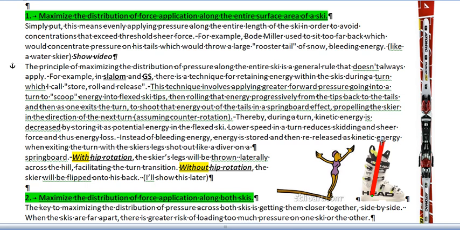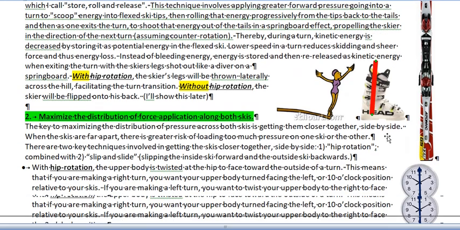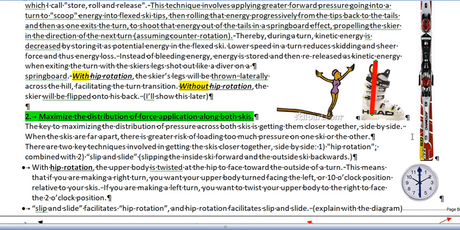And then as you come out on your tails, you're tossed like a springboard. The flex in the tails will shoot you forward. All right. Now, a key difference is you have to have what's called hip rotation or counter rotation. Hip rotation and counter rotation are synonymous, right? Now, with hip rotation, the skier's legs will be thrown laterally to the side across the hill. And this facilitates or helps turn transition, right? It sets you up for the next turn. So your legs will be thrown across, setting you up for the next turn.